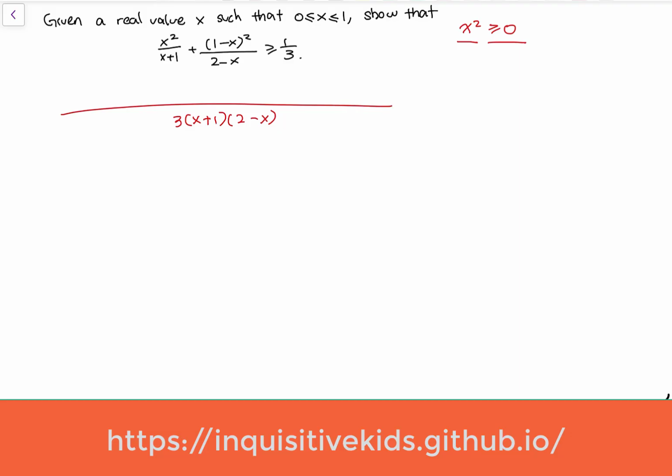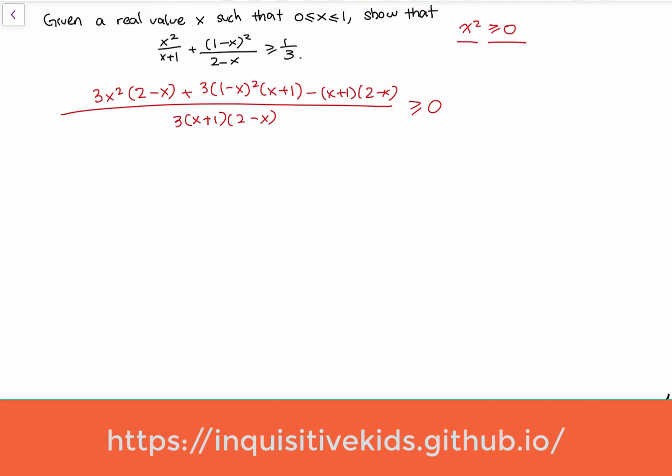Now what do we have in the numerator? Well, the first term, we would give it 3x squared times 2 minus x, plus the middle term, which is 3 times 1 minus x squared times x plus 1. And then we have to subtract the final term, which is x plus 1 times 2 minus x. This is greater or equal to 0.